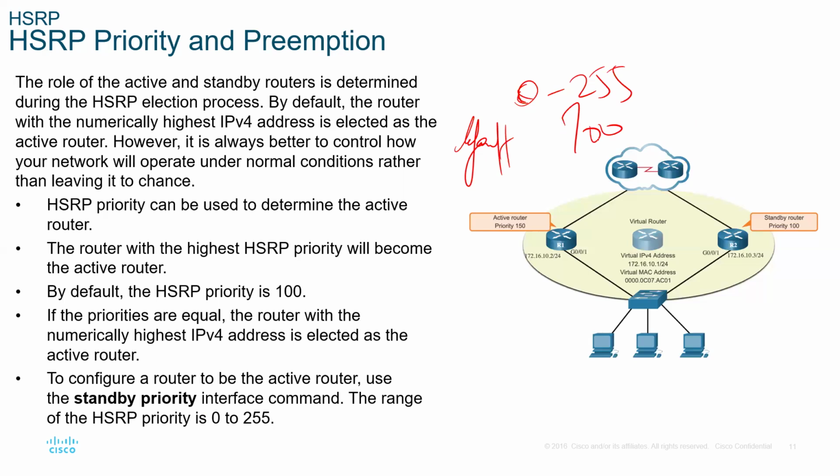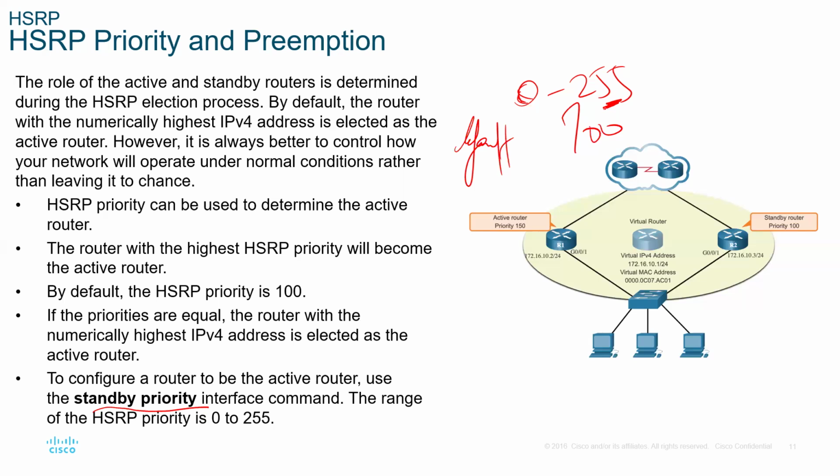And if the priorities are equal, then we use the IP address. So to control the process, we configure priorities on the interfaces. I think the command is the standby priority interface command. The highest priority becomes active. So the router that you prefer to be the active router, you configure it with priority 255. That's how you control the election process.